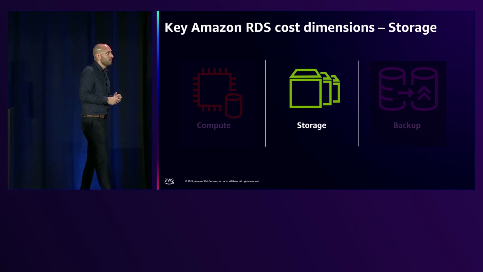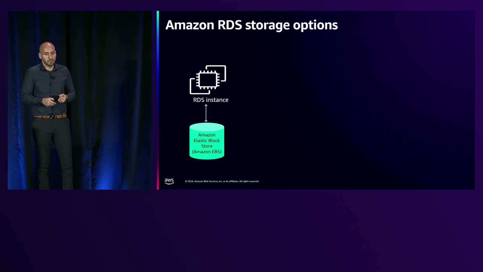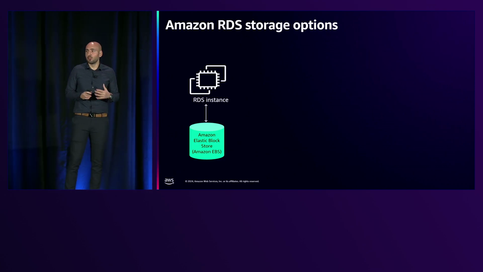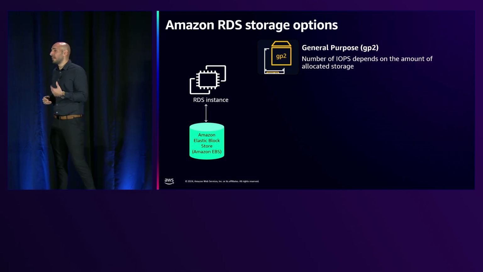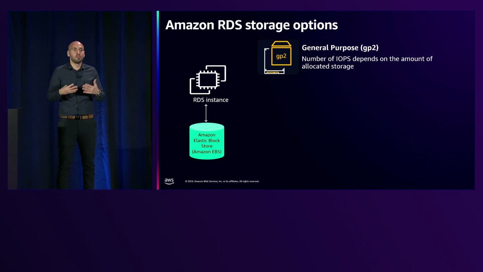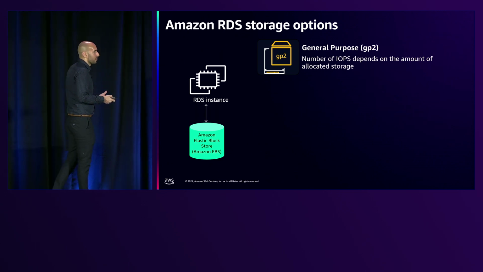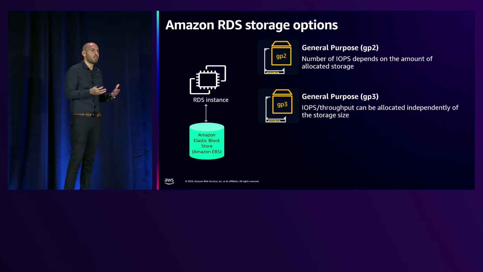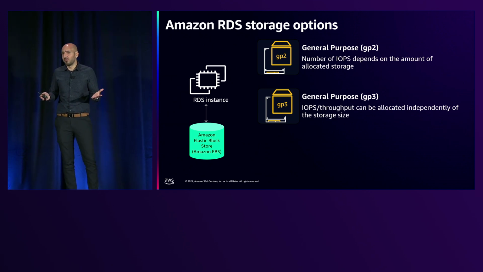And now I would like to talk about the second cost dimension, which is storage. In Amazon RDS, you have a range of EBS options to match your performance needs. GP2 ties the number of IOPS to the amount of allocated storage. So as you allocate more storage, more gigabytes or more terabytes, you will benefit from more IOPS. GP3, on the other hand, allows you more flexibility, so you can allocate IOPS and throughput independently of the storage size. So again, more flexibility.